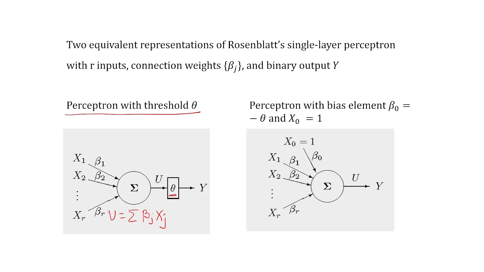And then we compare u with theta and we get some output y. Then the perceptron with bias element beta naught equal to minus theta and x naught equal to 1 is represented like this. Say we take x naught equal to 1, beta naught here, then you have x1 corresponding with beta 1, so on xr corresponding with beta r. Then we take u equal to summation j equal to 0 to r beta j x j, and then you get y. If u is greater than or equal to 0, then y equal to 1, otherwise 0.